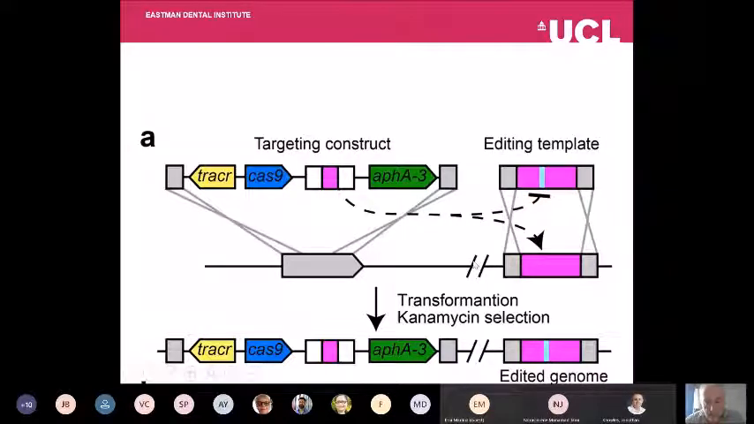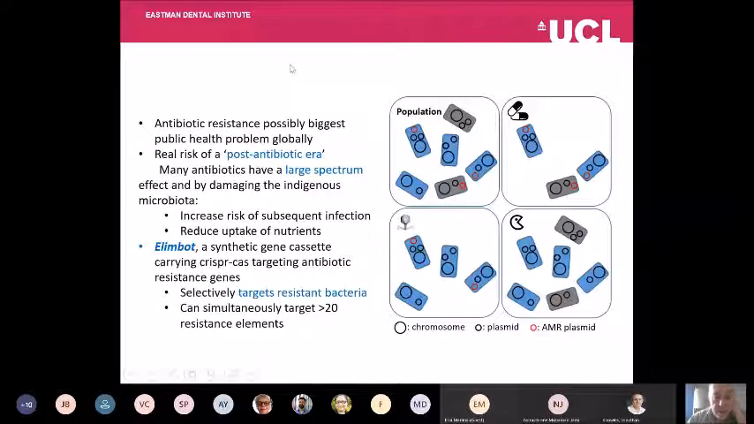So it's an incredibly powerful system, and it's relatively easy to change the targets, because you just need to change this 20 base pair sequence. I'll just finish off now by saying a little bit of the work that we're trying to develop at the moment, which is to develop this system to specifically target antibiotic resistance genes on mobile genetic elements.